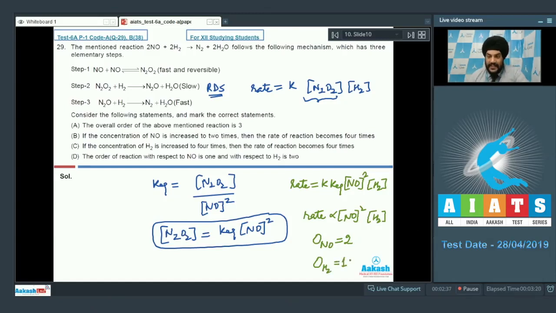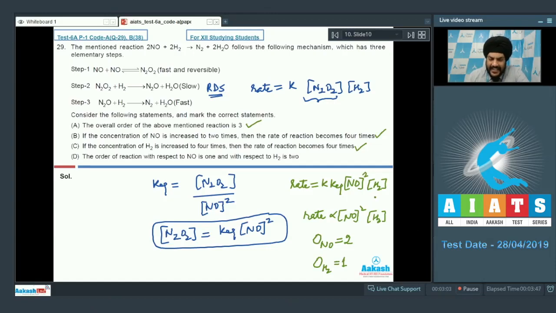If you look at the options which are given to us, option A says that the overall order of the above mentioned reaction is 3. This is correct, students. If you look at the second statement, if the concentration of NO is increased 2 times, then the rate of the reaction becomes 4 times. This is also correct. The reaction is second order with respect to NO. If you look at the C statement now, if the concentration of H2 is increased 4 times, the rate of reaction becomes 4 times. This is also correct. The order with respect to H2 is 1.